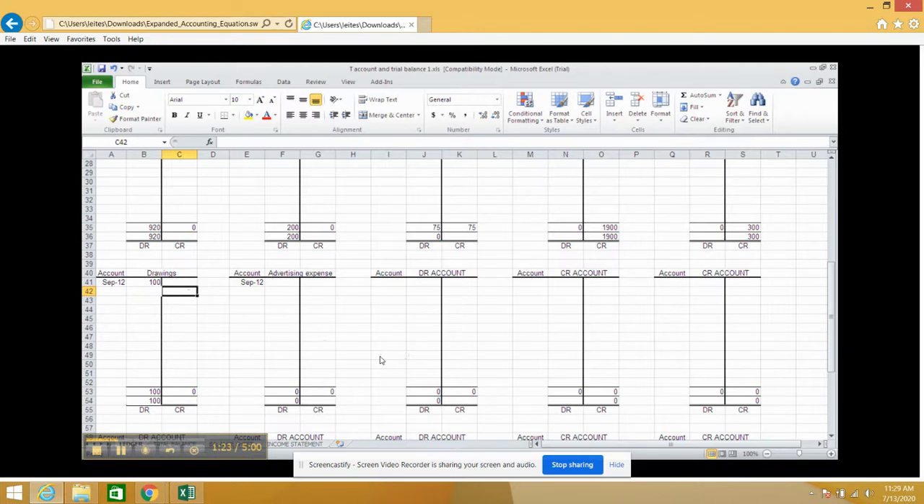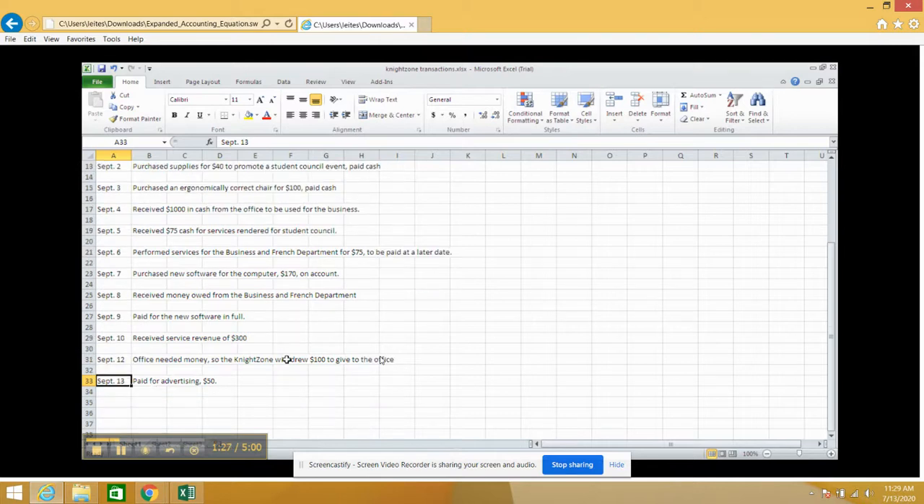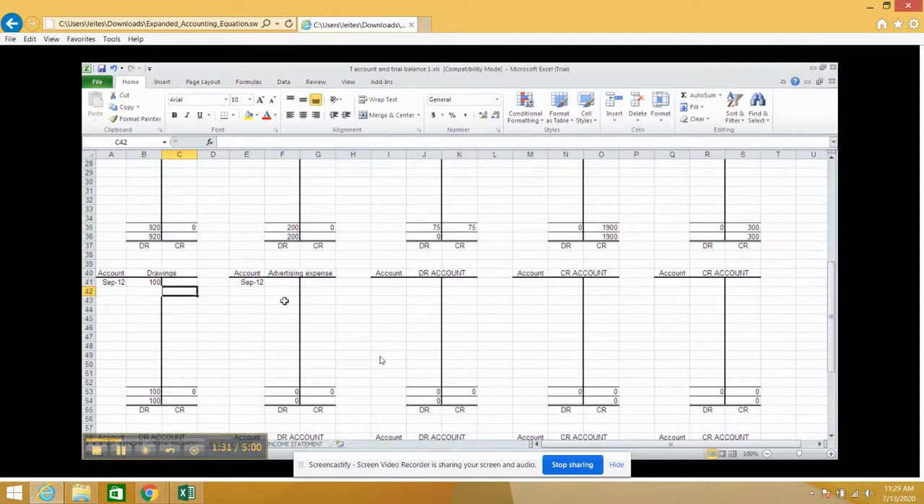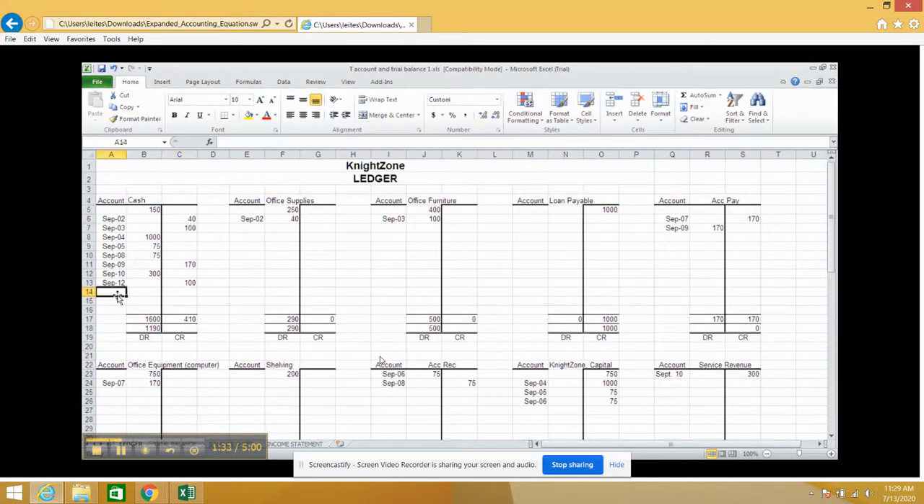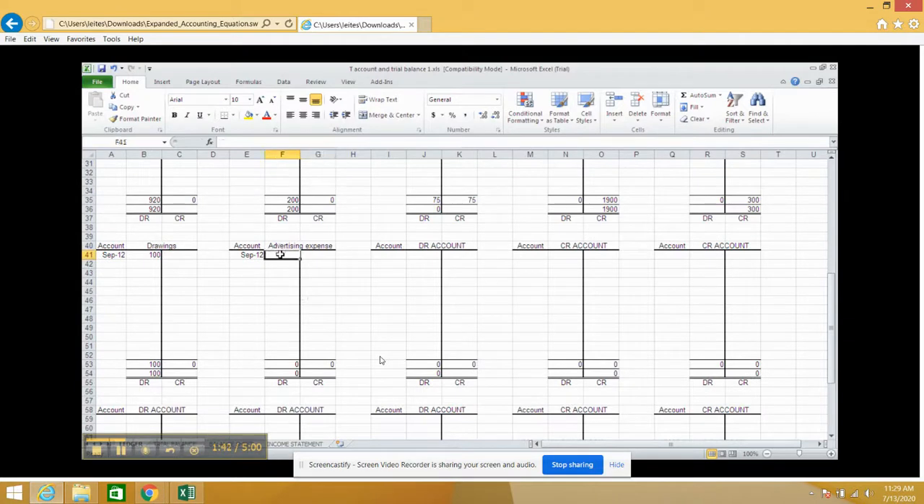Now we'll go back to our last transaction, September 13th. We paid for advertising for $50. We assume it's cash, credit of $50, and I've created a new account called advertising expense, and we'll debit that $50. So revenues, expenses, and drawings help us understand the expanded accounting equation.